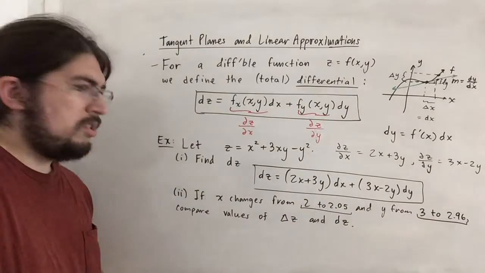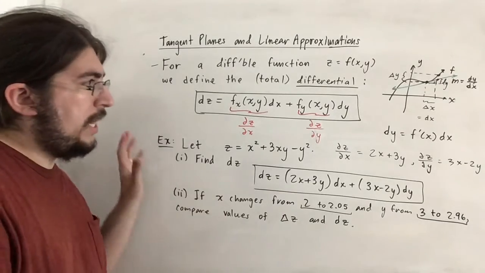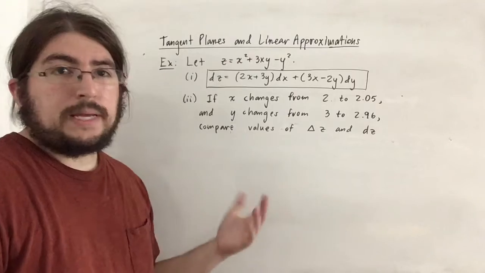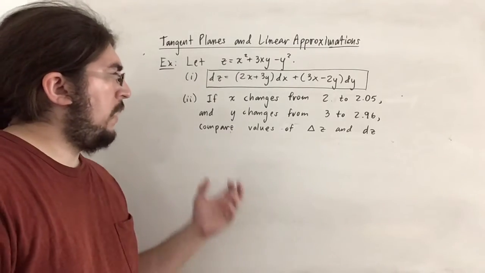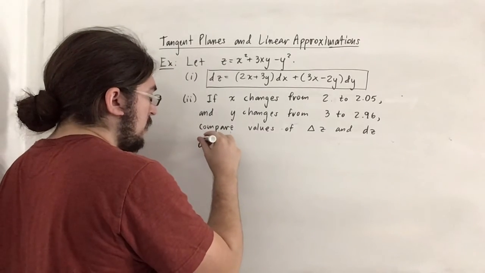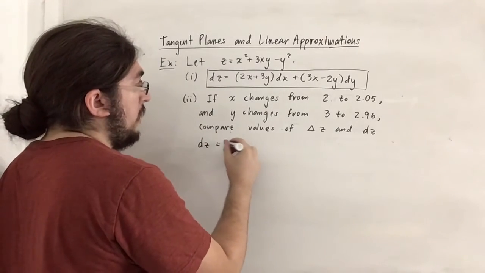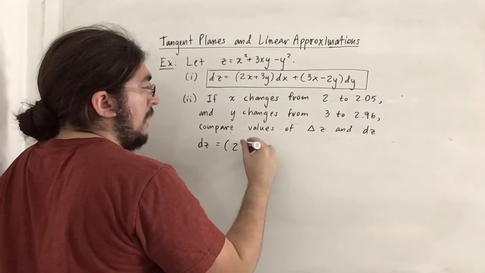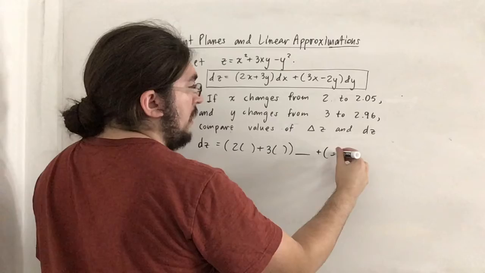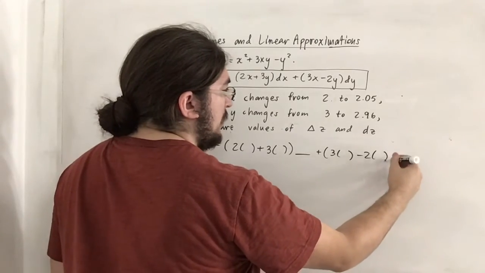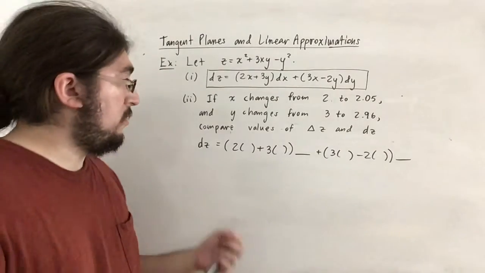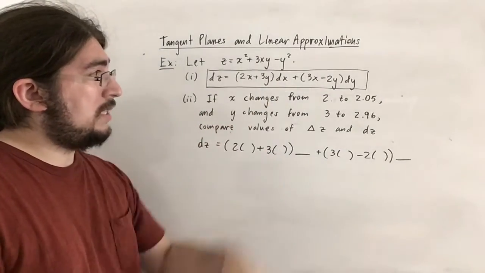Okay, just to be safe, I'm going to erase this, lift this up, and continue the problem. All right, I lifted things up like I mentioned, and the first thing I'm going to do is calculate dz, since I think it's a little easier to discuss. So dz is 2 times x plus 3 times y, times dx, plus 3 times x minus 2 times y, times dy. Now you may ask, what are these values? What are x and y, what's dx, and what's dy?